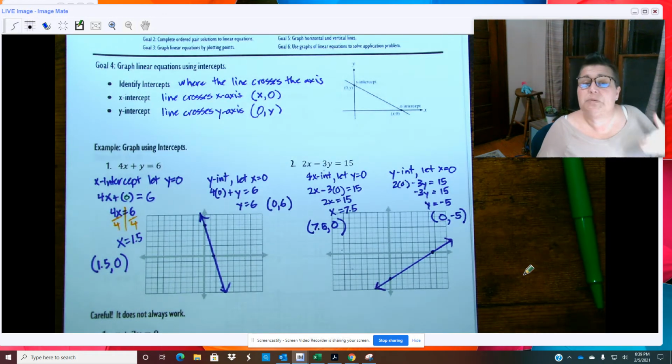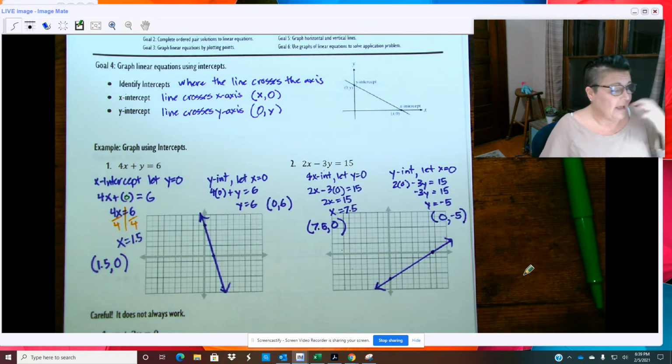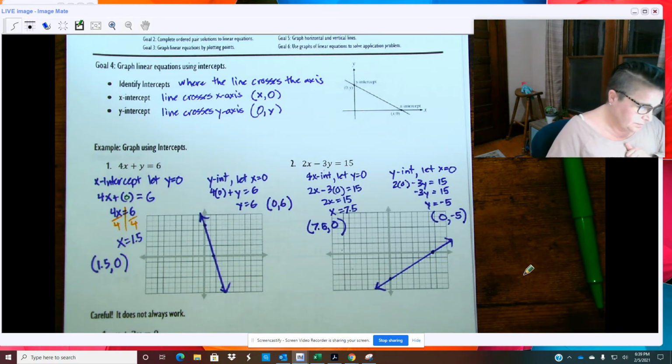Notice I've been very specific about the points I found. I found the x-intercept and the y-intercept. My point for you when you're doing this homework is if you're graphing the line but not using the intercepts, it will mark it wrong. If it says use the intercepts to graph and you use some other points other than the intercepts, it will mark the homework wrong. Be forewarned, okay?